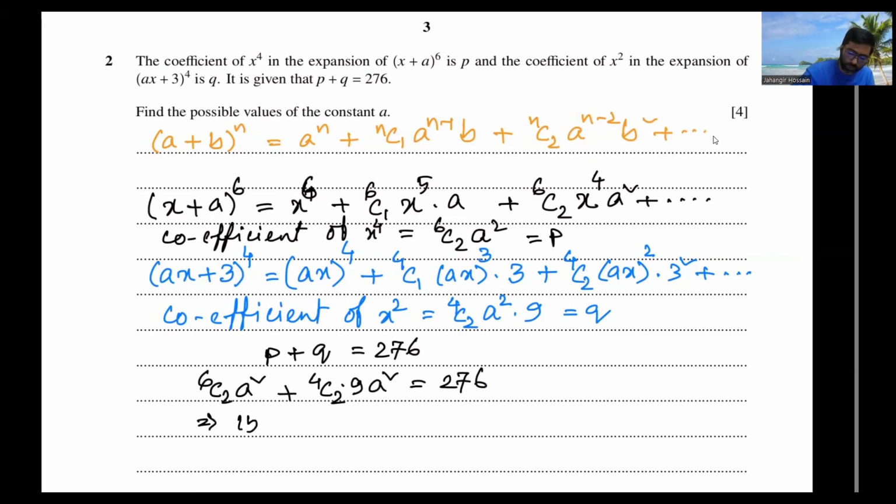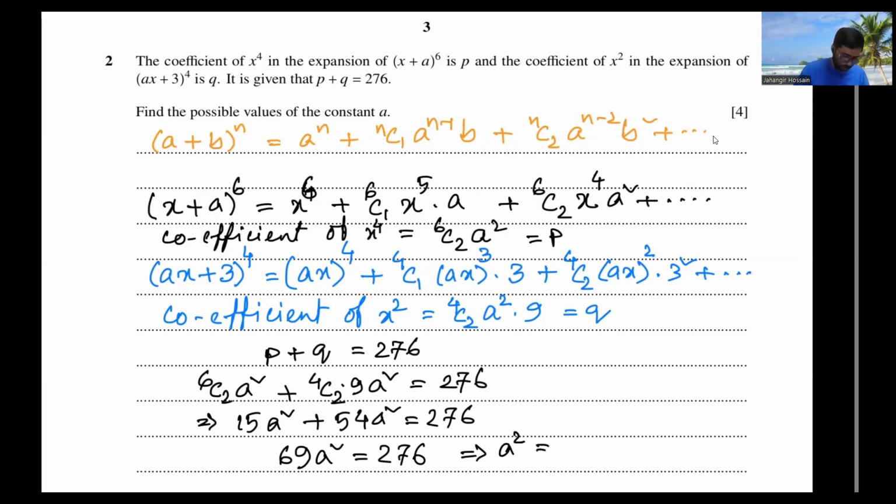6C2 is 15 a square, 4C2 is 6 into 9. How much is that? 6 into 9 is 54 a square, 276. From this one, we have 69 a square equal to 276. So a square is equal to 276 divided by 69.